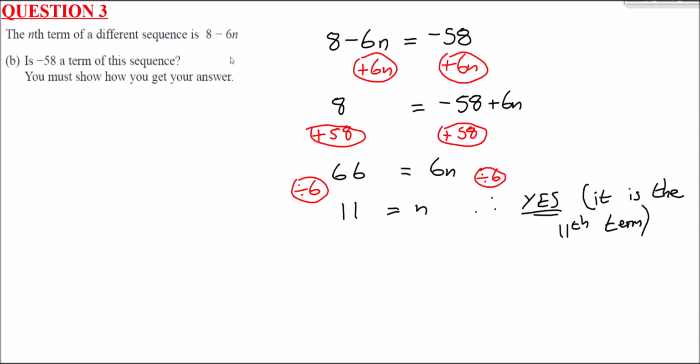So we could have started, for example, when n is 1, we'd have 8 take away 6, which would be 2. When n is 2, the second term would be 8 minus 6 times 2, which would be 8 minus 12, which is minus 4. So we could have generated the sequence manually by writing down the first few terms, and then spotting the pattern: start with 8 and then going down in 6s. So the first term, as I say, would be 2, then minus 4, and so on.